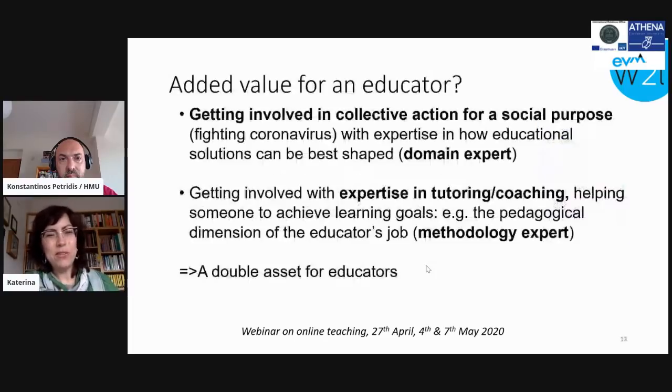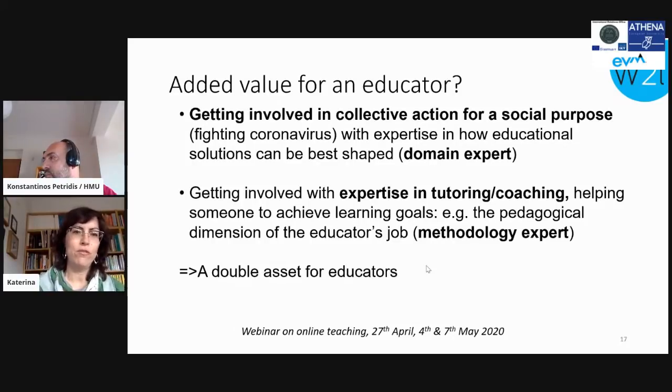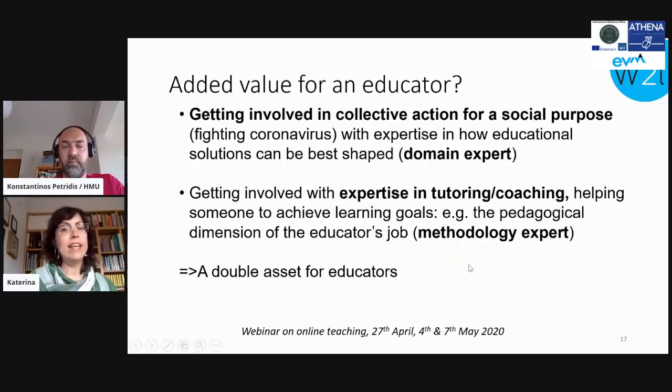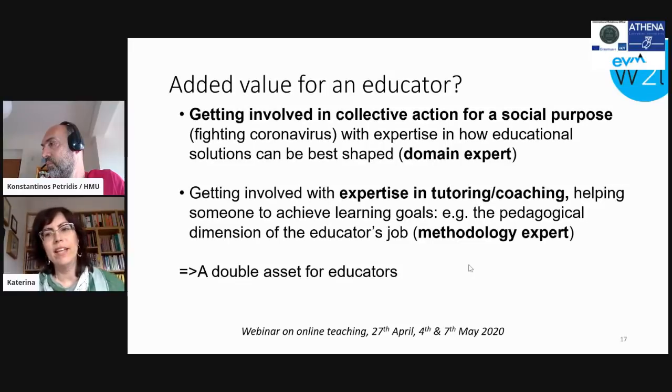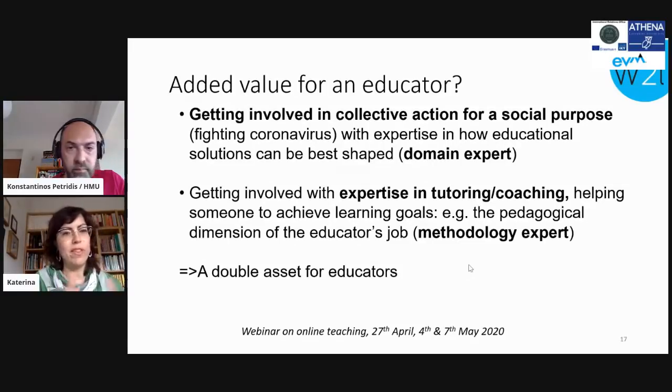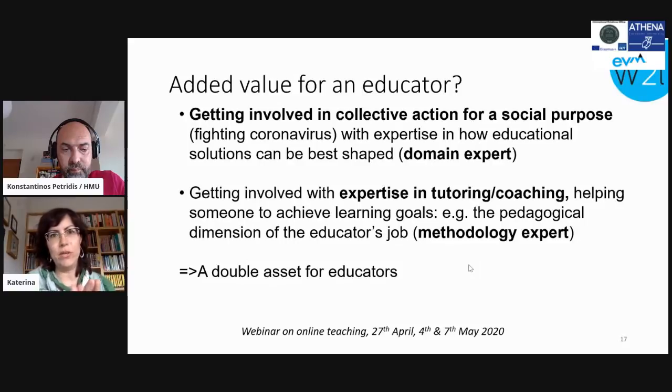So two slides more. I would like to share my experience as a mentor of this hackathon. What brought me to share this experience is that for you who are educators, I think there is an opportunity to get involved in collective action for a social purpose in the fight against coronavirus, okay? With your expertise in how educational solutions can be shaped. For instance, in this hackathon, one of the categories has been education. Only educators can work with IT developers to offer solutions. And another advantage that only educators have is their skills and expertise in tutoring and coaching, so the pedagogical dimension of your job as a methodology expert. I found these two big assets of your profile.